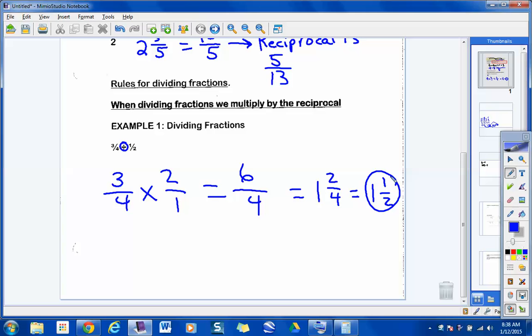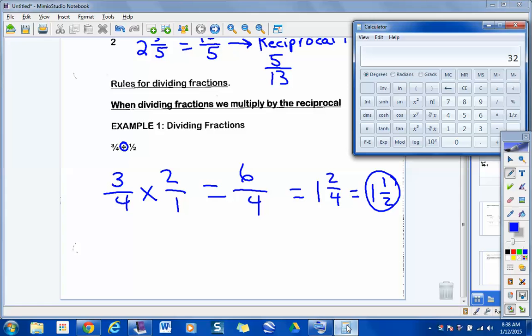So 3/4, guys, divided by 1/2. 3/4 divided by 1/2 is the same as what value? 1 1/2. And I'll just confirm this here, guys. I have my calculator. I'm going to go 3 divided by 4 in parentheses. Okay, that's 3/4. And then we're going to divide this by 1/2, right?